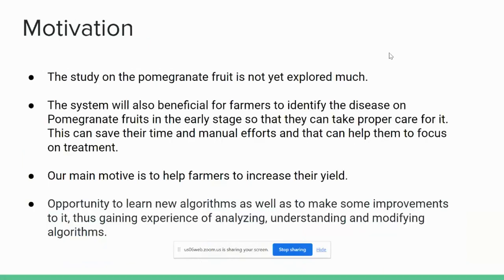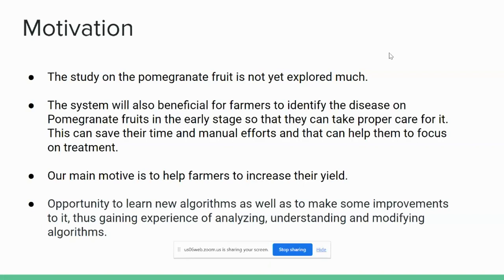The motivation behind selecting our topic was that research is found on various other types of fruits like apple, grapes, and oranges. Deep learning techniques are used on those other fruits, but pomegranate is not yet much explored. So that's why we selected this fruit. The system can help farmers identify the disease, and overall it can help in improving the quality of the fruit and also reduce the economic loss. The main motive is to help the farmers increase production and reduce economic loss.